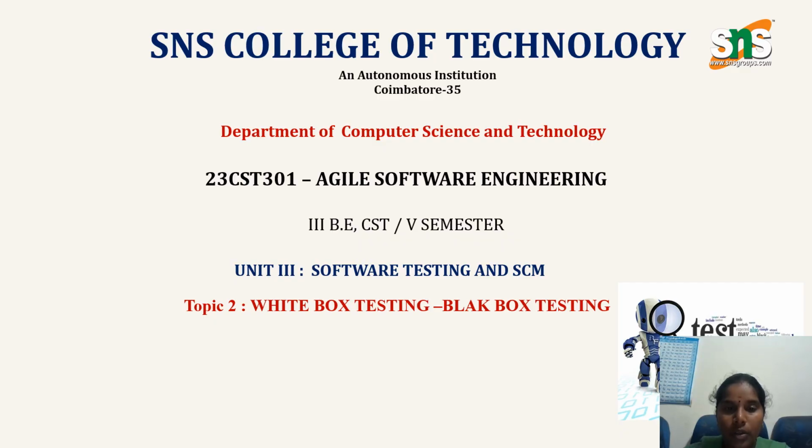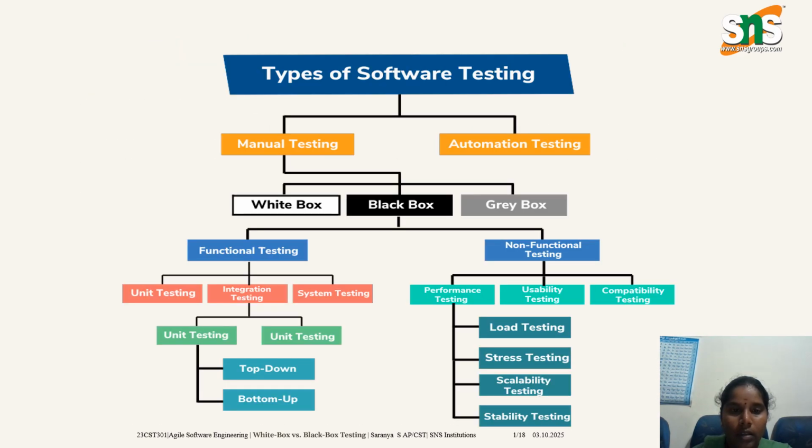In the previous video, we discussed Agile software testing and fundamentals. Next, we continue with types of software testing: black box and white box testing. The types of software testing consist of two types. The first one is manual testing and the second one is automation testing.